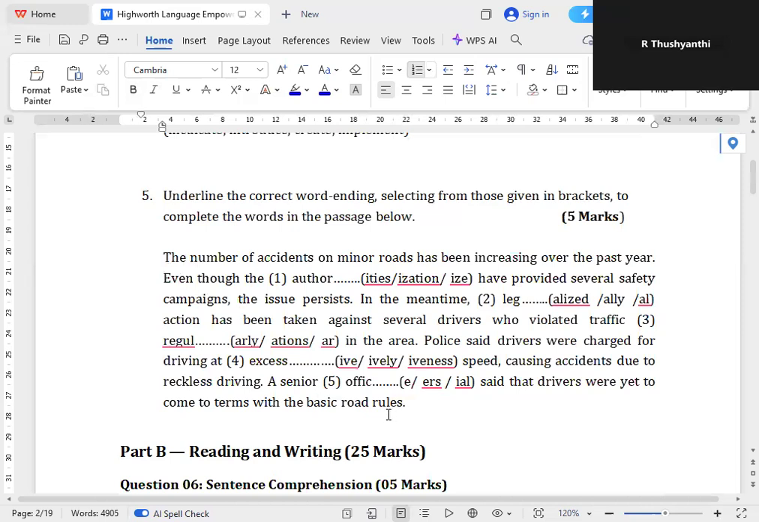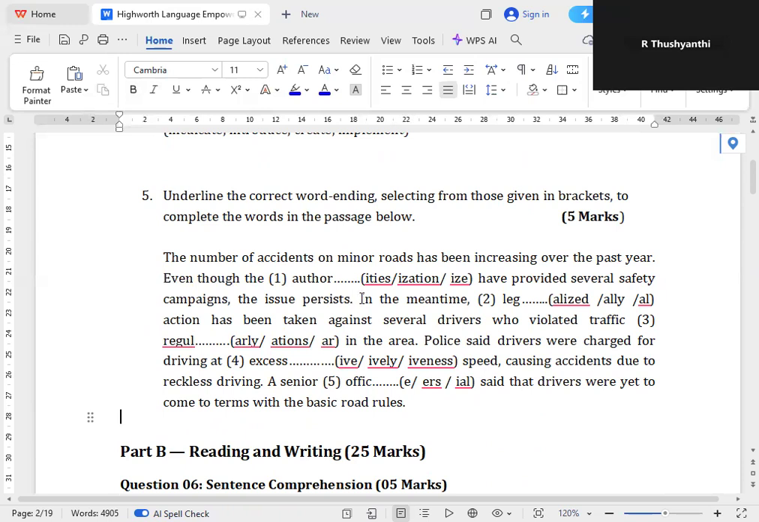The number of accidents, so this is about accidents, right? The number of accidents on minor roads has been increasing over the past year, even though the what's this? Authorities, authorization, and authorize. Which one is the correct one? Even though the authorities have provided several safety campaigns, the issue persists. The issue still exists. Okay, not solved.